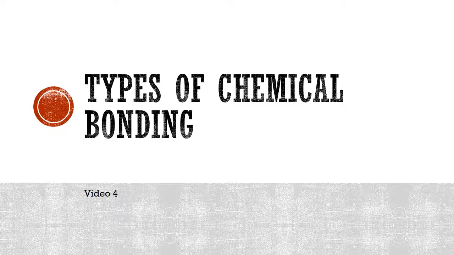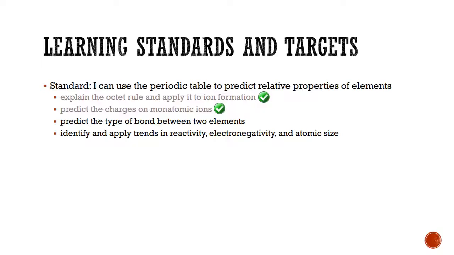The fourth lesson in our atomic structure and nuclear decay unit is on chemical bonding and its different types. Taking a look at our learning targets and standards here. In this video we are working on predicting the type of bond that would occur between two elements.